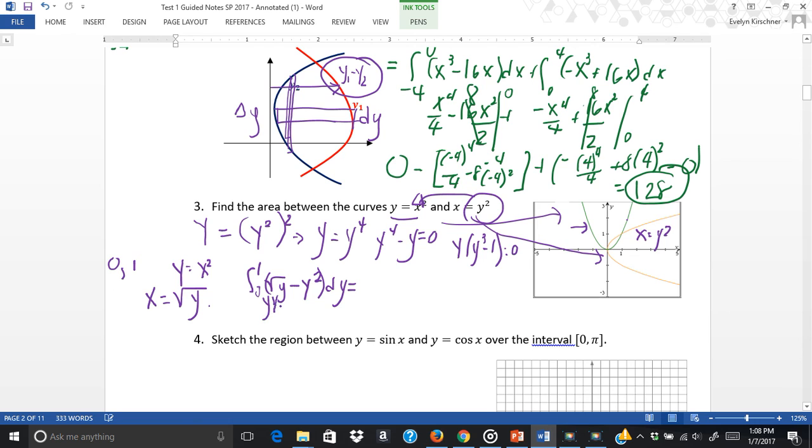And so this is not that hard. Probably want to write radical y as y to the 1/2. I can integrate it. It becomes y to the 3/2 times 2/3 minus y cubed over 3, from 0 to 1, which is 2/3 times 1 to the 3/2 minus 1 cubed over 3, minus the rest of that, which is 0. And so it turns out that the area right there is 1/3. But you can see how sometimes, like this one, we could have done either way and would have gotten the same area, but sometimes you want to do dy and sometimes you want to do dx.